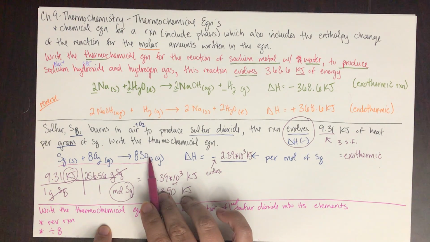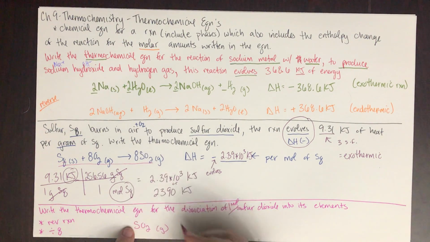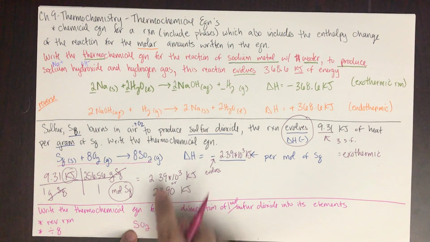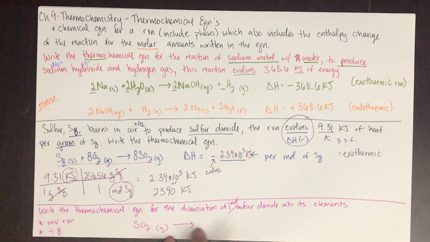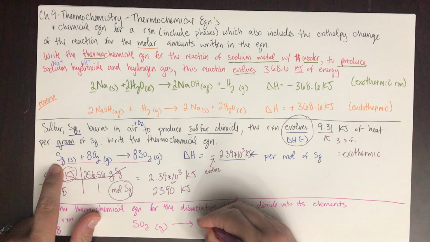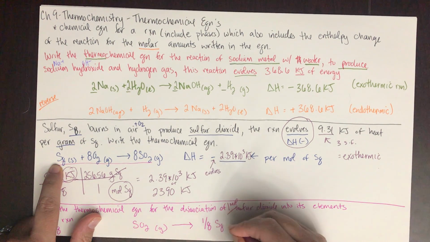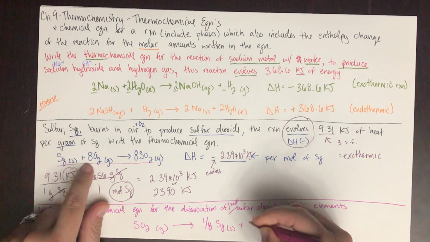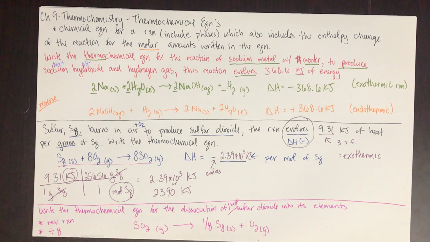So I'm reversing the equation because it's the dissociation. Instead of forming sulfur dioxide, now I'm breaking it apart. So SO2 gas, and I'm dividing everything by 8. So I've divided by 8, so now this is 1 mole of sulfur dioxide gas, which is going to produce 1/8 of a mole of sulfur plus 1 mole of oxygen gas. So this is weird to see, 1/8 of a mole of something.